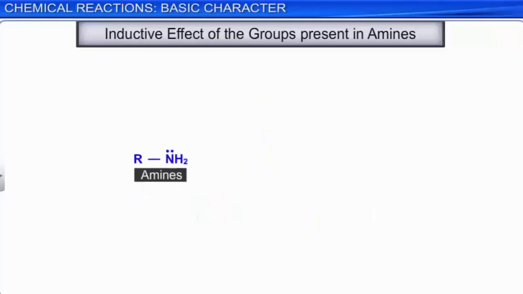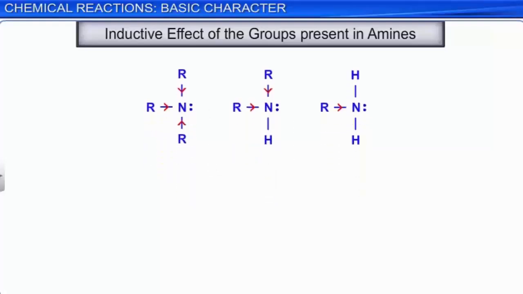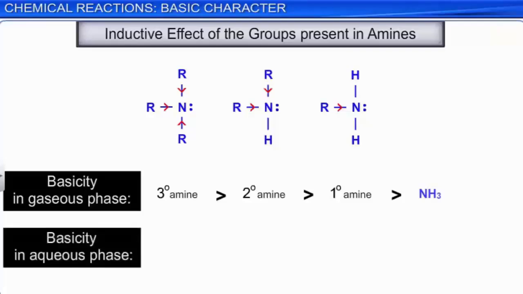Thus, the basic nature of aliphatic amines increases with an increase in the number of alkyl groups. Therefore, the basicity order of aliphatic amines in its gaseous phase is tertiary amine greater than secondary amine greater than primary amine greater than ammonia. On the other hand, the basicity order of aliphatic amines in its aqueous phase is ammonia greater than primary amine, greater than secondary amine, greater than tertiary amine.